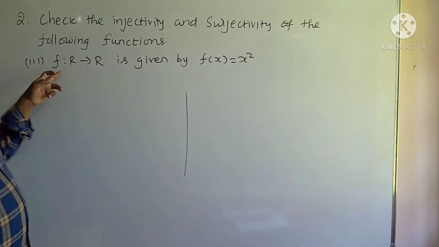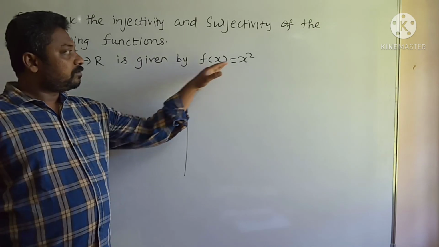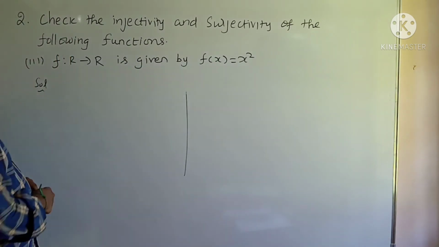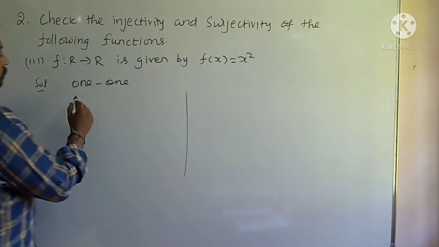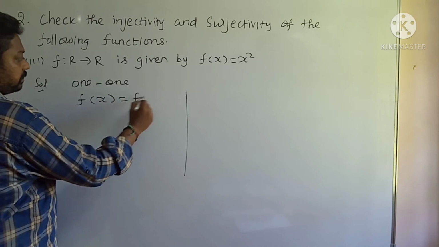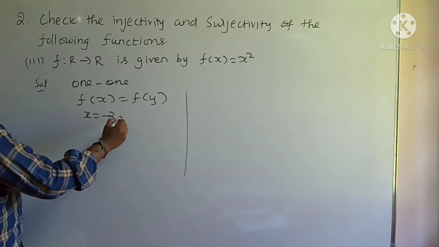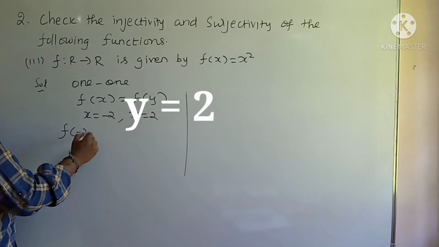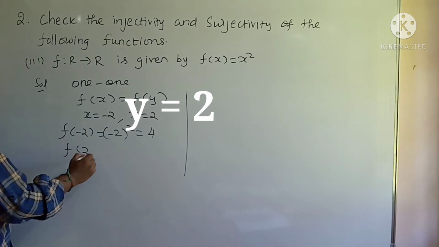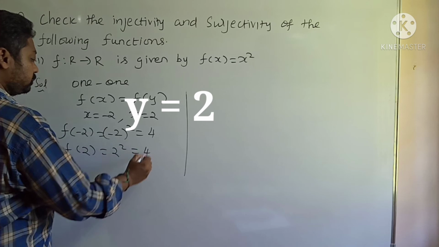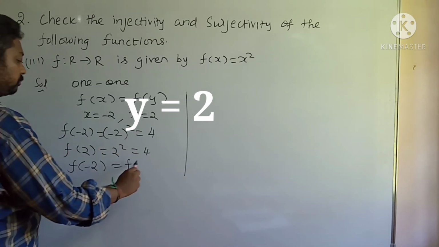So what is the third Roman? f is such that R tending to R, that is domain and codomain. So f of x becomes x square, the same function. Let's check for one-to-one. We have to take values such that f of x equals f of y. So we will take x equal to minus 2 and 2. f of minus 2 is minus 2 whole square, that is 4. f of 2 is 2 square, that is 4.